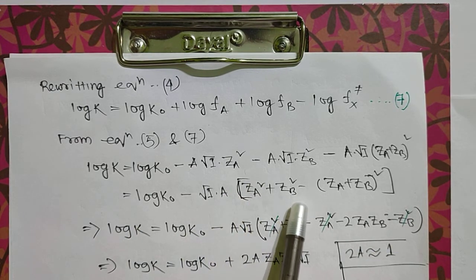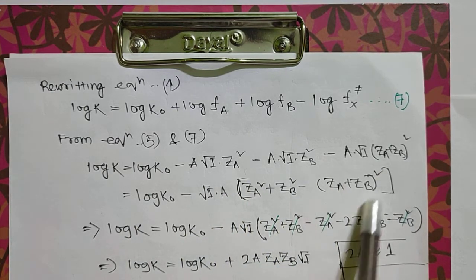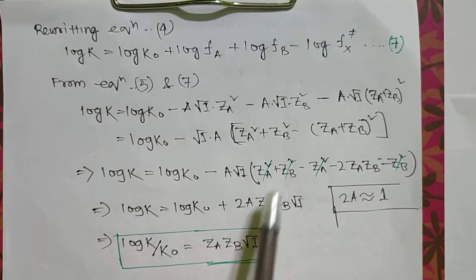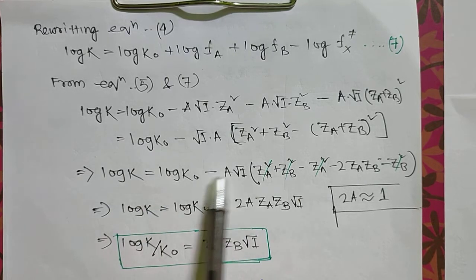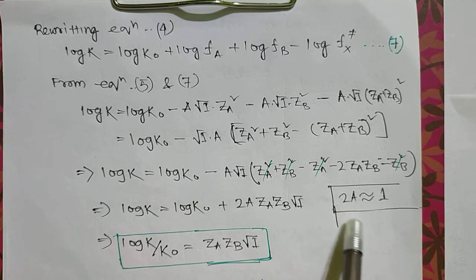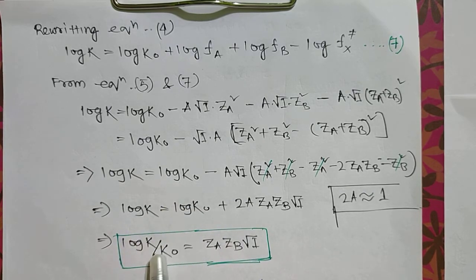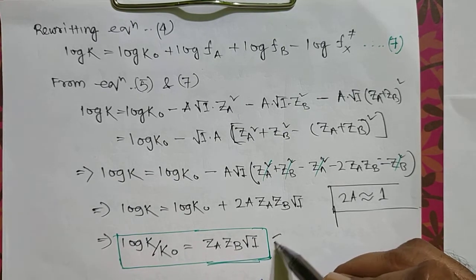So za square plus zb square minus a plus b whole square. So by expanding this equation we will get this kind of equation. So the square term will be cancelled out and we will get this kind of equation here. And again we know that 2a equals approximately 1, so we'll ignore this term actually, so this will be almost 1. So in that case log k by k naught is equals to za zb root I.